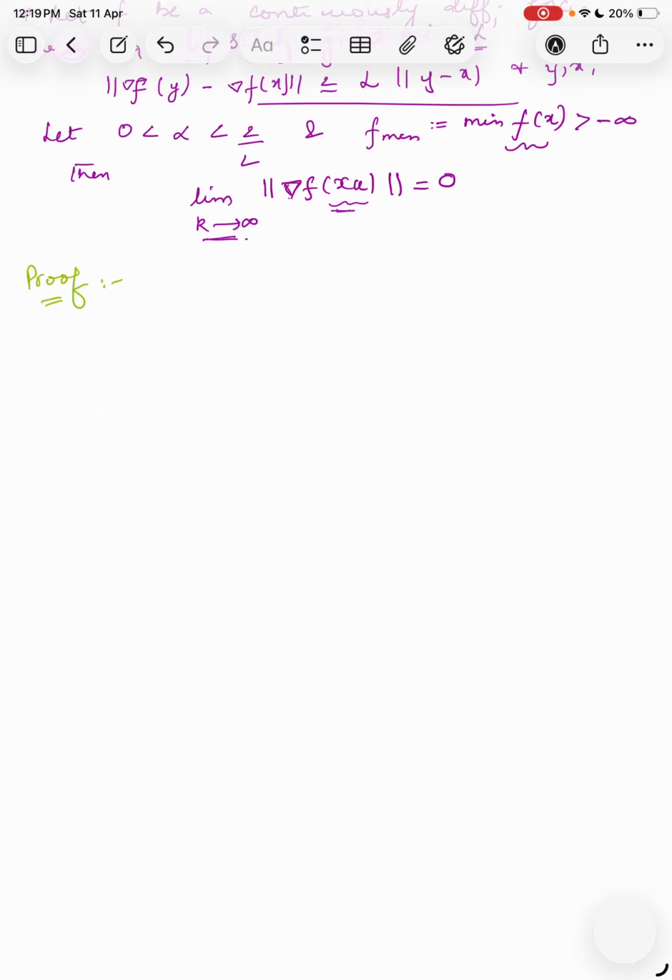So I'll say, from the descent lemma that we have covered in the previous video, we have a result that f of y is less than or equal to f of x plus del f of x transpose times y minus x plus L by 2 times the norm of y minus x, whole square. So this comes from the descent lemma.